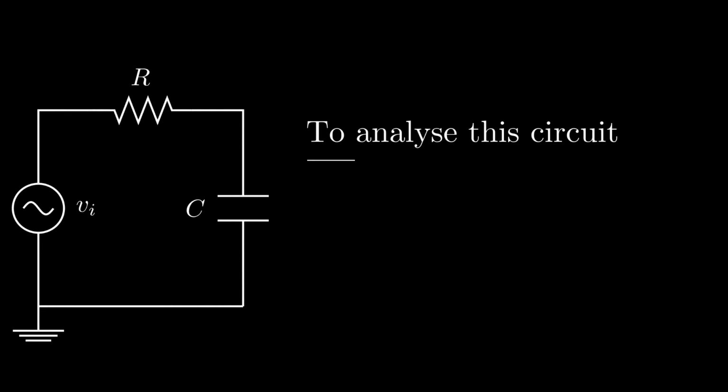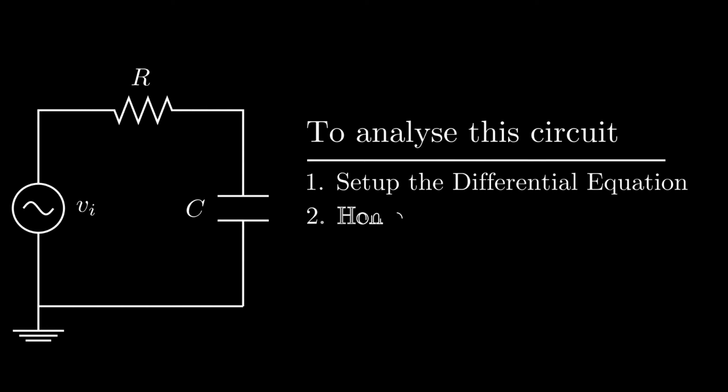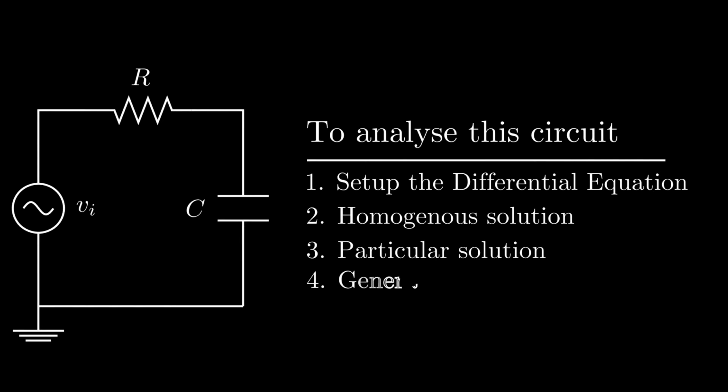So let's begin. Typically, to analyze a circuit, we follow 4 steps. 1. Set up a differential equation. 2. Find a homogeneous solution. 3. Find a particular solution. And finally, 4. The general solution, which is just a sum of the homogeneous and particular solutions.